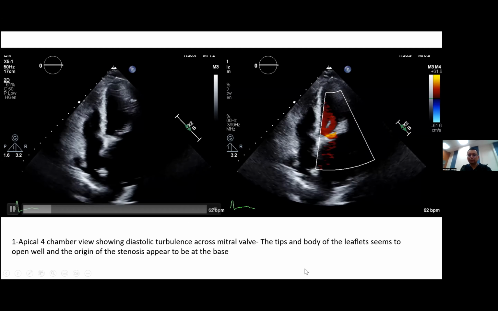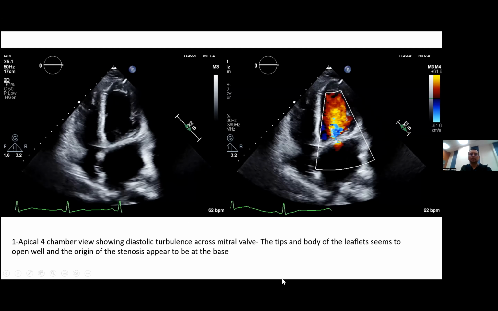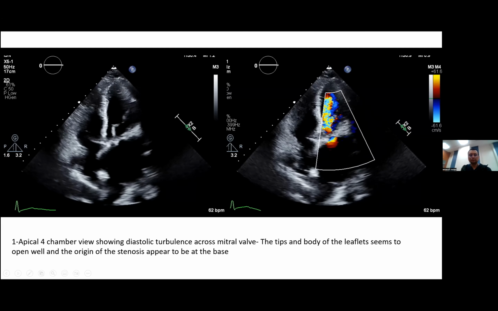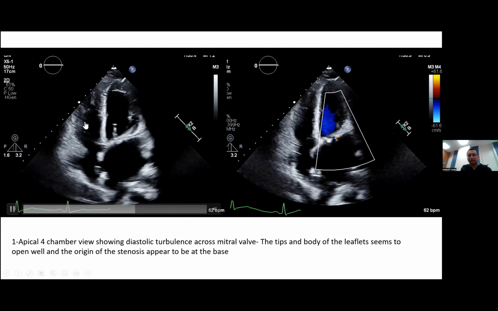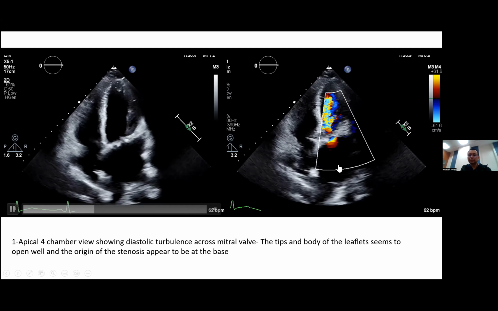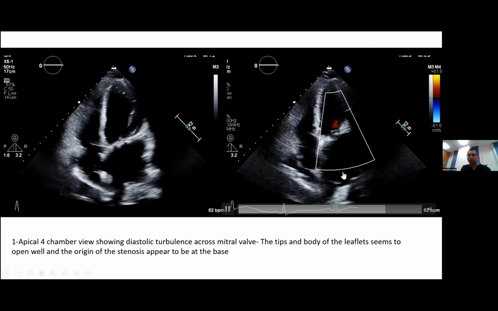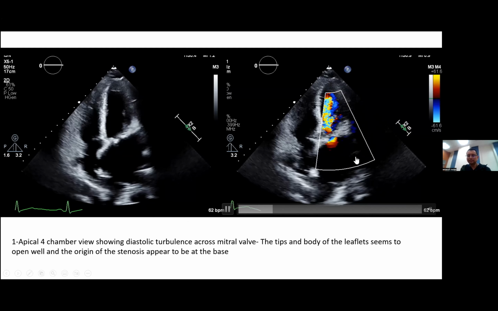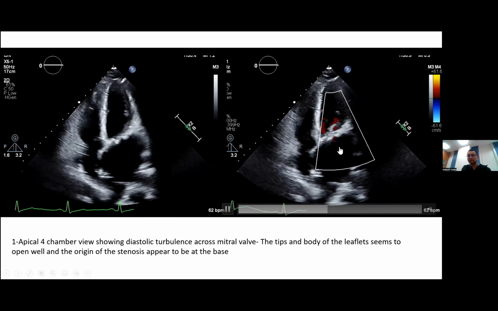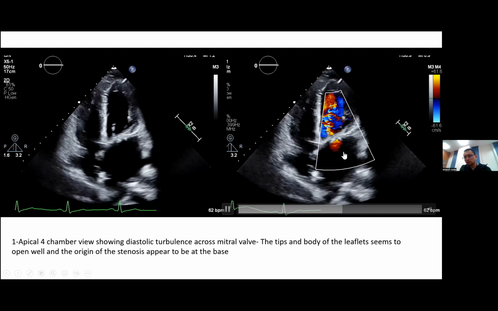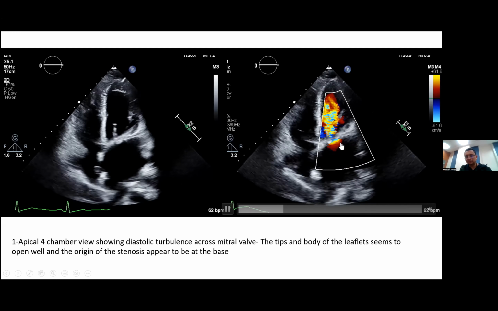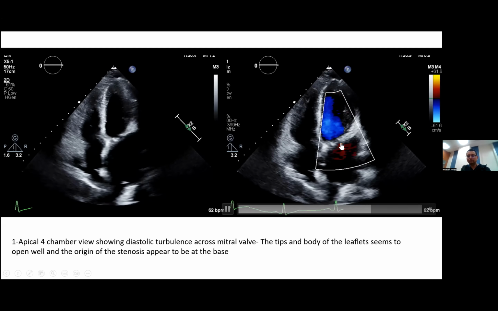So this is an apical 4-chamber view. Okay. So we can see that in the apical 4-chamber view here, this is LA, LV, RA, and RV. You can see that there is a turbulent flow across the LA to LV, suggesting some sort of mitral stenosis. And we can see the flow convergence seems to be at the base of the mitral valve leaflet rather than at the tip of the mitral valve leaflet.